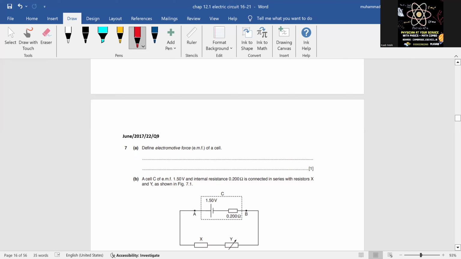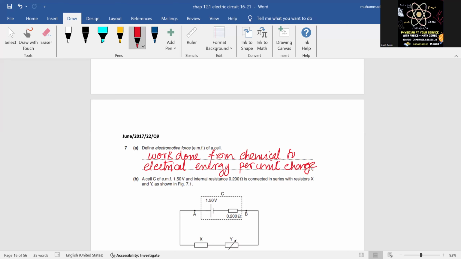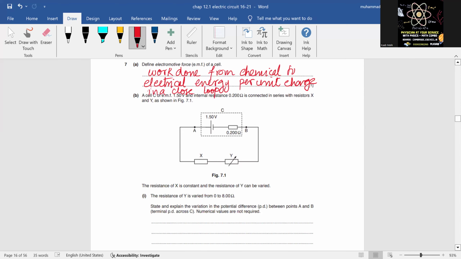So, electromotive force is basically the work done from chemical to electrical energy, energy per unit charge in a closed loop. In a closed loop. Okay, fine. Okay, let's move on.